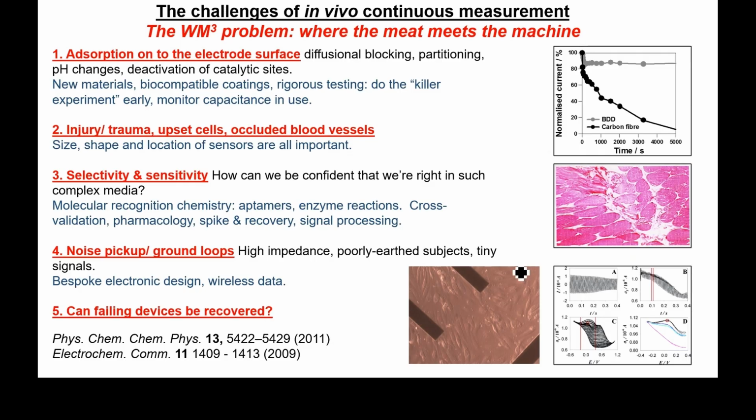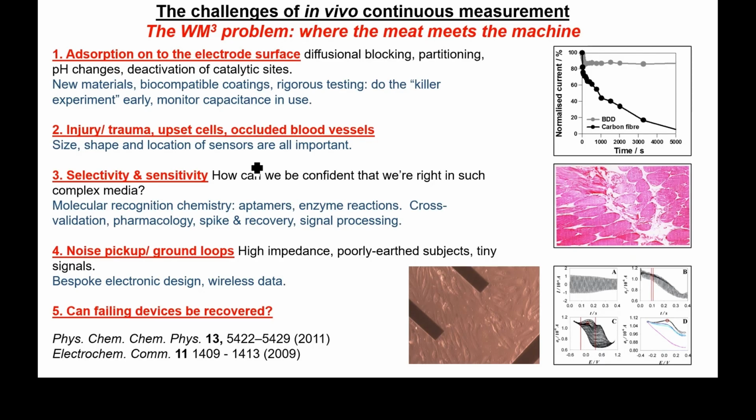This has been the bane of my life, and this has been a major part of our research activity over the years, even when it's only merited a paragraph or two in our papers, is what goes wrong when we implant a sensor in a human being. So I call this the WM3 problem, where the meat meets the machine.